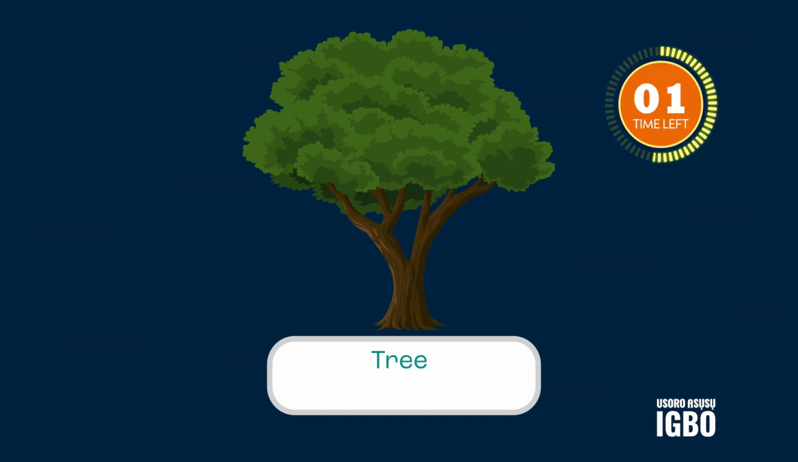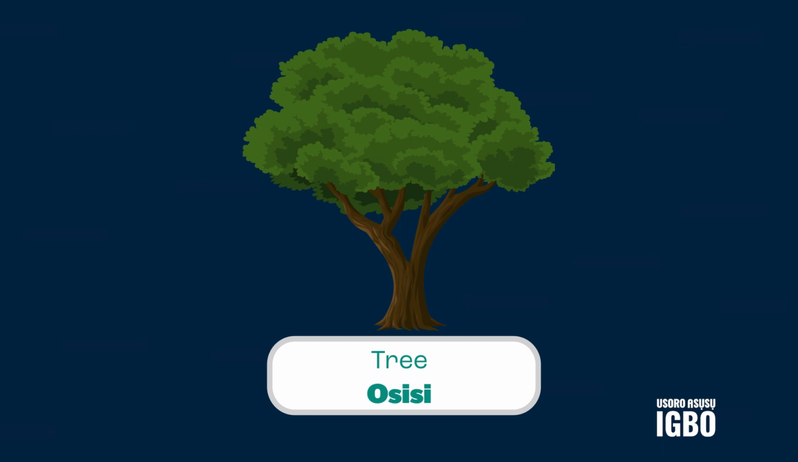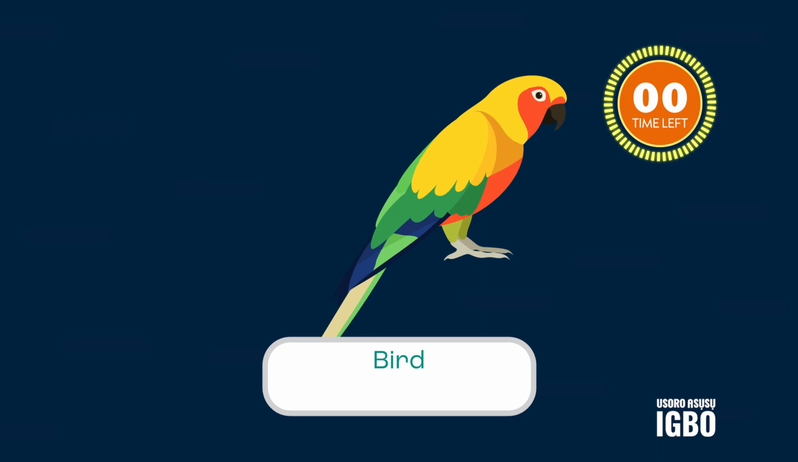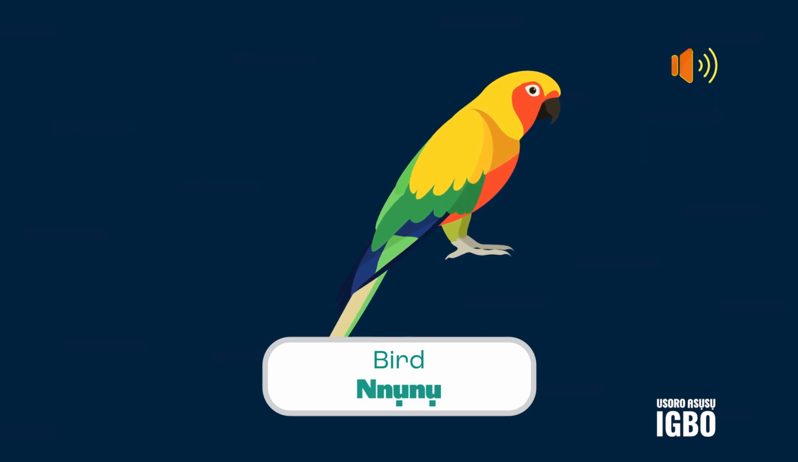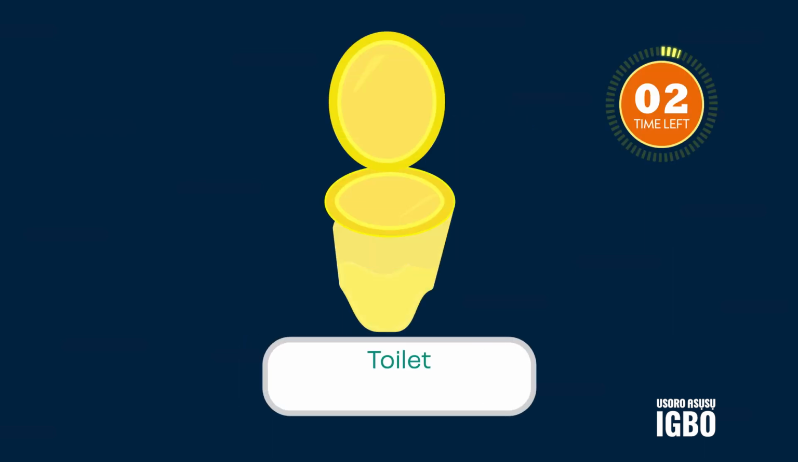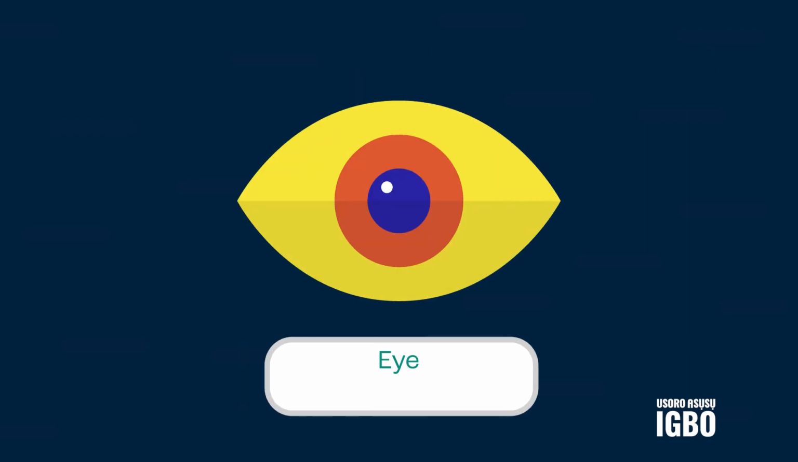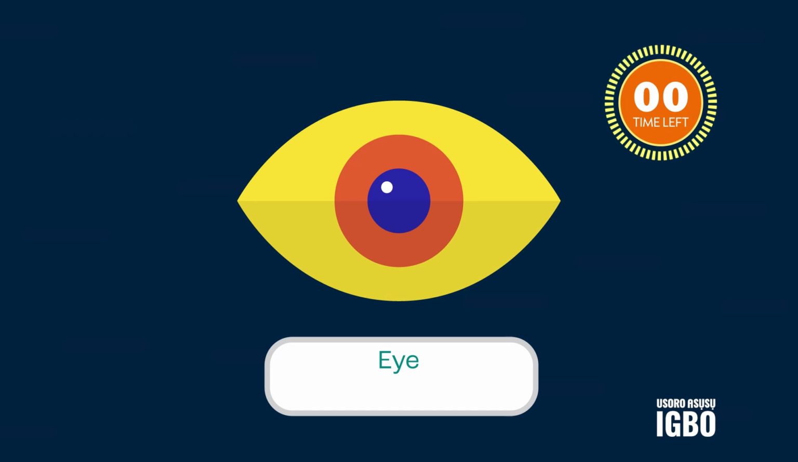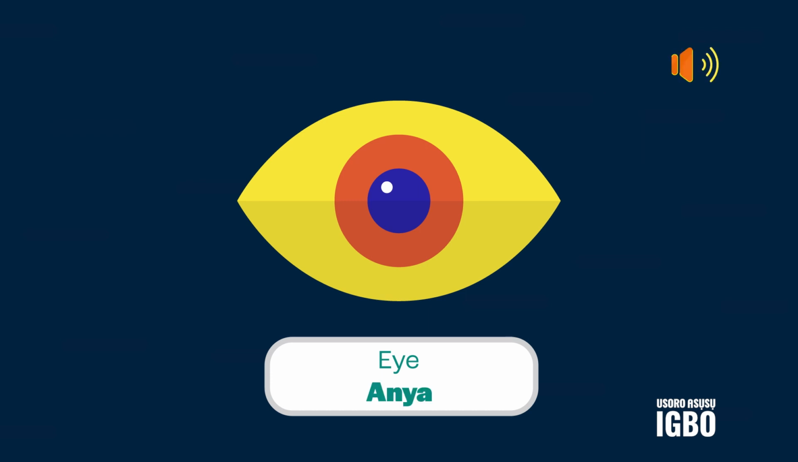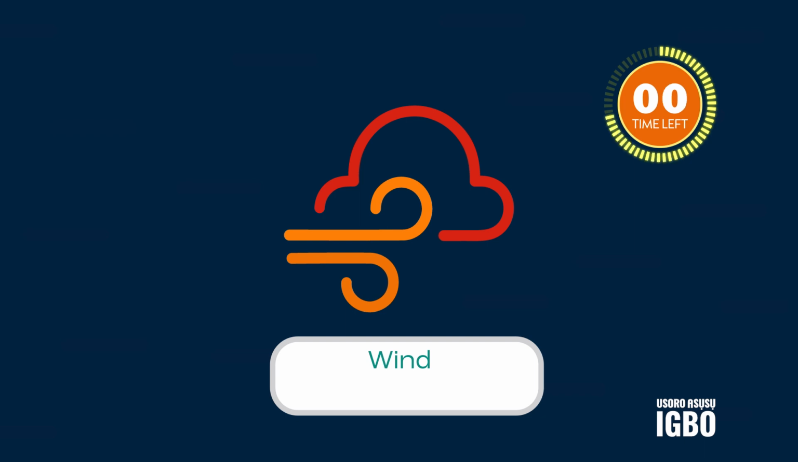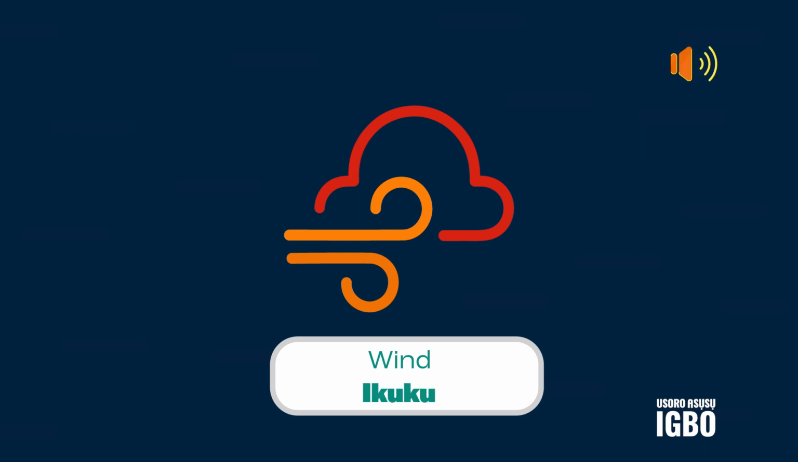Tree, osisi. Bird, nnụnụ. Toilet, mpochi. I, anyị. Wind, ikuku.